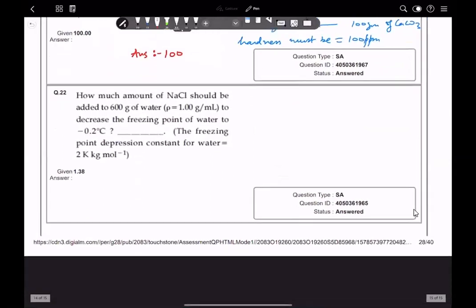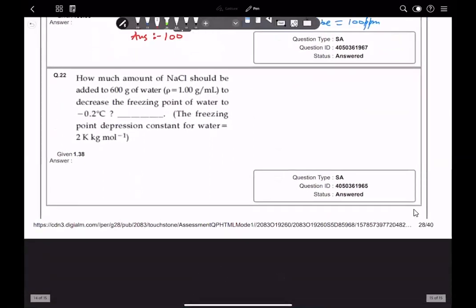Next question: the amount of NaCl that should be added to 600 gram of water, density 1 gram per ml, to decrease the freezing point of water by 0.2 degrees Celsius. Freezing point depression constant is given. So we have the formula delta Tf is equal to i times Kf into m. Delta Tf is 0.2, van't Hoff factor is 2, Kf is given, and molality is, let's say, x gram NaCl, so x by 58.5, its molar mass, moles of sodium chloride in 600 gram of water. So for 1000 gram of water it must be multiplied by 1000 by 600.